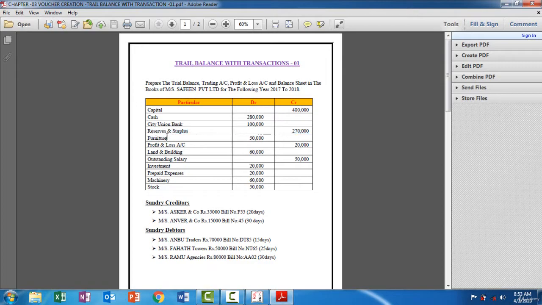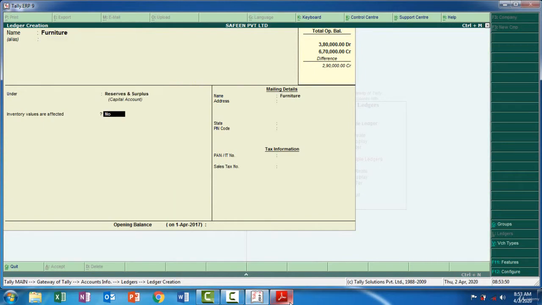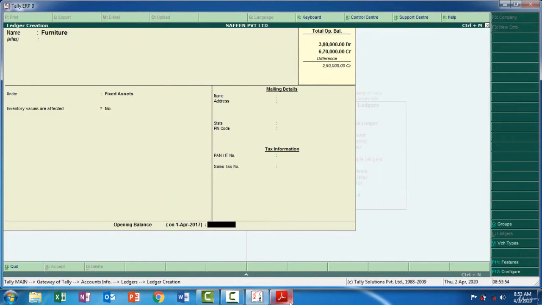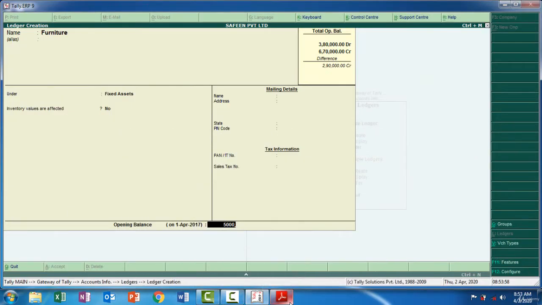The next one is furniture 50,000. Furniture is a fixed asset for the company, so I'm going to create the furniture under the fixed asset because it's one of the fixed assets. The amount is 50,000.